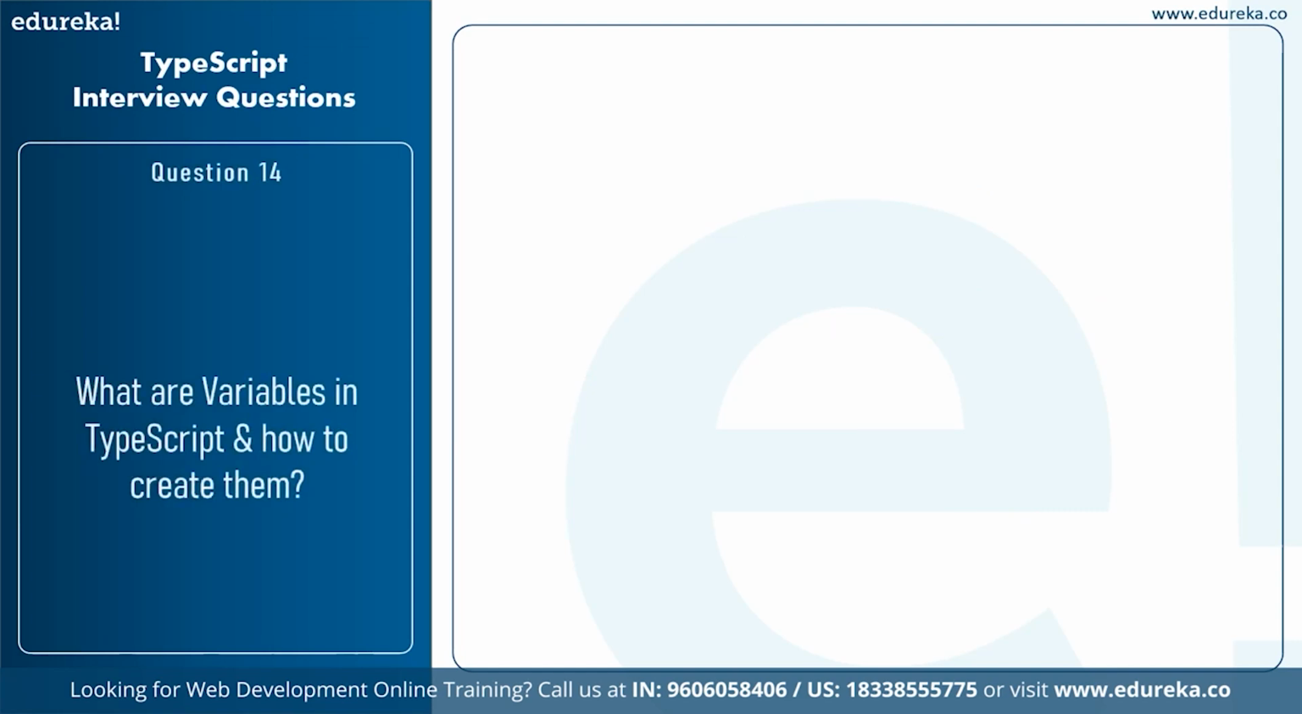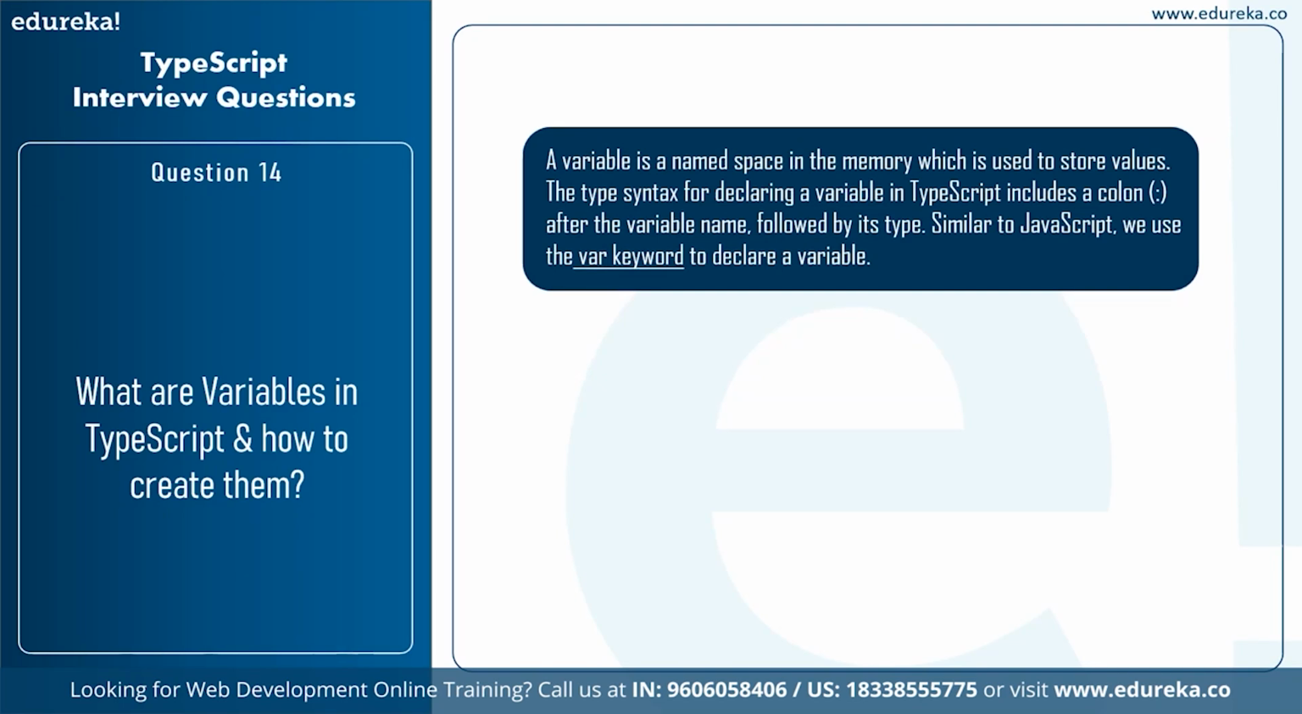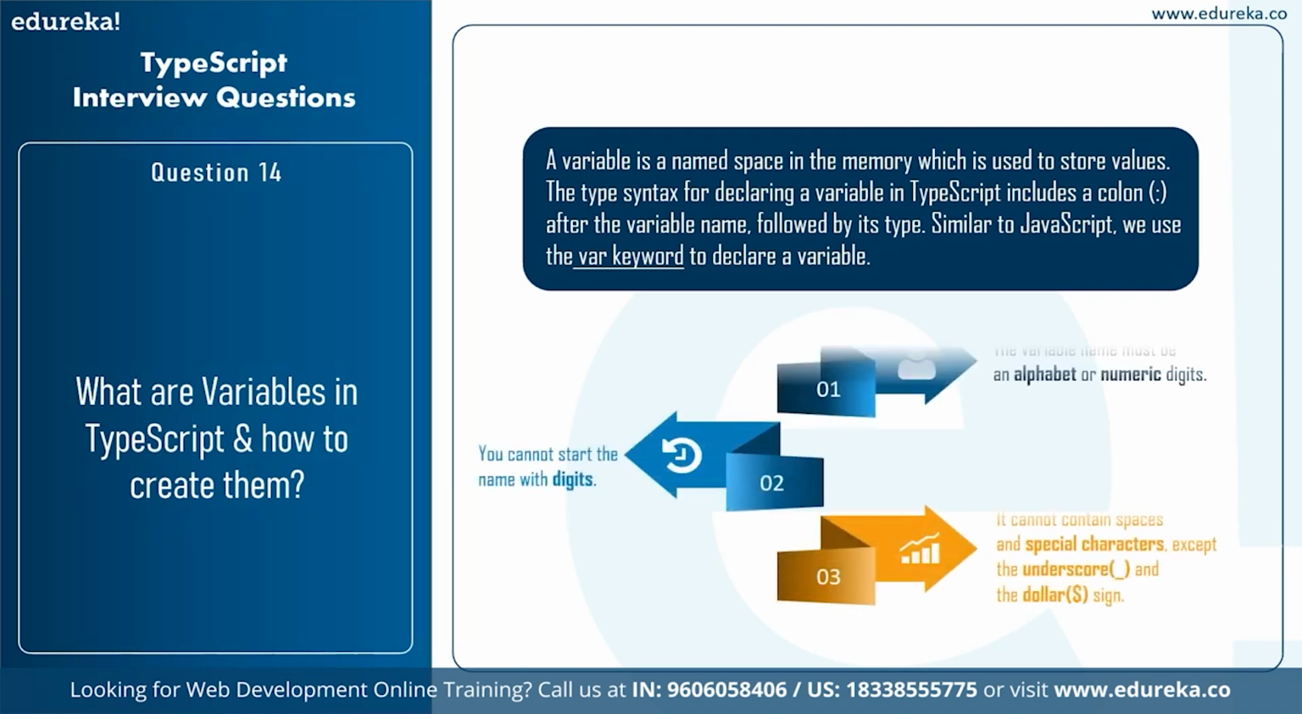The next question is, what are variables in TypeScript and how to create them? Now a variable is a named space in the memory which is used to store values. The type syntax for declaring a variable in TypeScript includes a colon after the variable name followed by its type. It is similar to JavaScript and we use the var keyword to declare a variable. Now, while declaring a variable in TypeScript, you need to follow certain rules. The first thing is the variable name must be alphabets or numeric digits. But also, you cannot start the name with digits. Also, it cannot contain spaces and special characters except the underscore and the dollar sign.